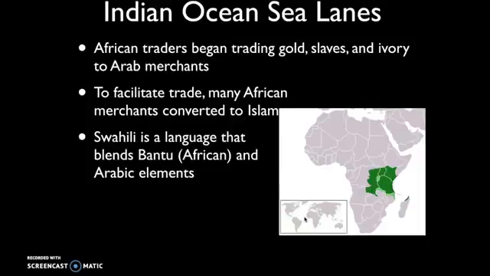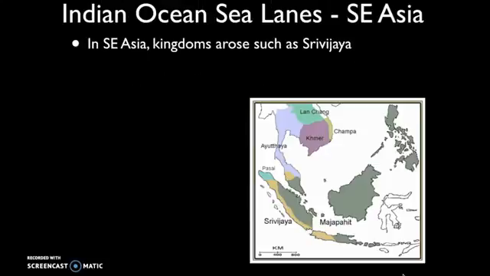But Bantu is a family of African languages that spread across sub-Saharan Africa. And also it blends Arabic elements. So these Arab merchants who are speaking Arabic were bringing those and mixing with the local people. So Swahili is an excellent example of a syncretic language.